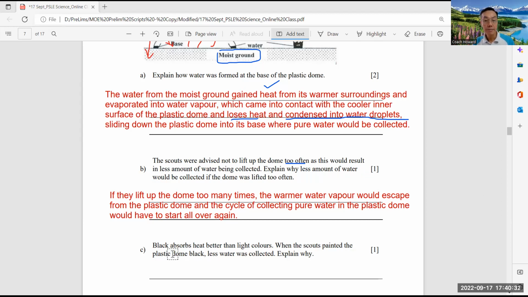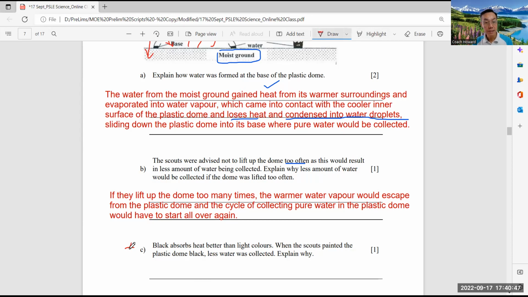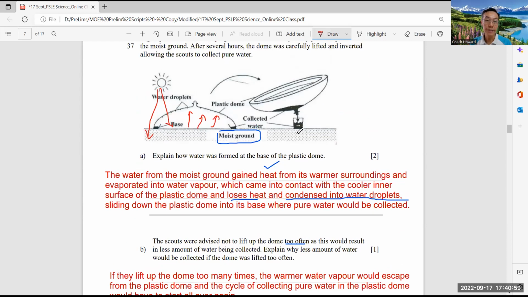Okay, next, black absorbs heat better than light colors. When the scout painted the plastic dome black, less water was collected. Okay, this one is quite a tricky one. So I would like you to put an asterisk here because, according to what I observed, only about 30% of students can answer these questions correctly. Okay, the concept behind this is this way.